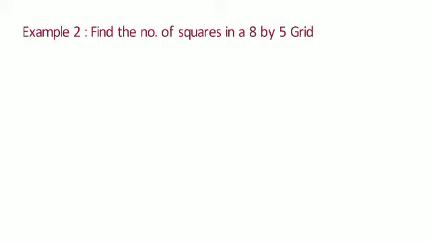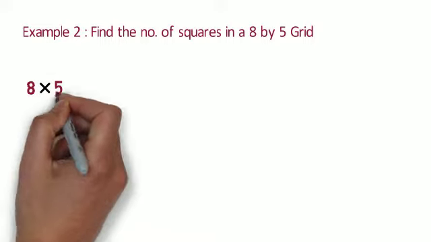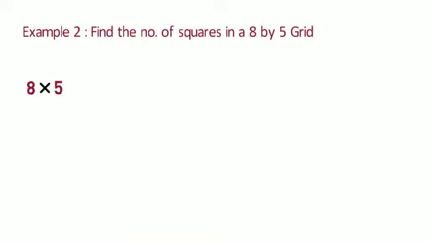We don't even need to draw the diagram for this, do we? As discussed, we start by writing 8 into 5, which are the grid dimensions, and multiply them to get 40. These are the number of 1 by 1 squares.